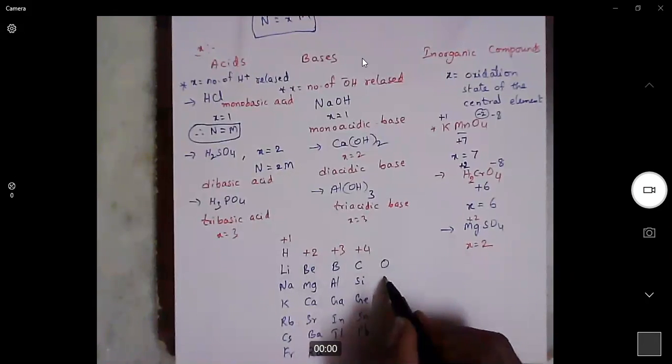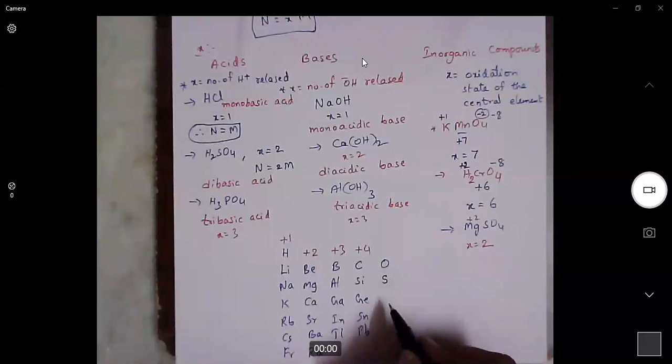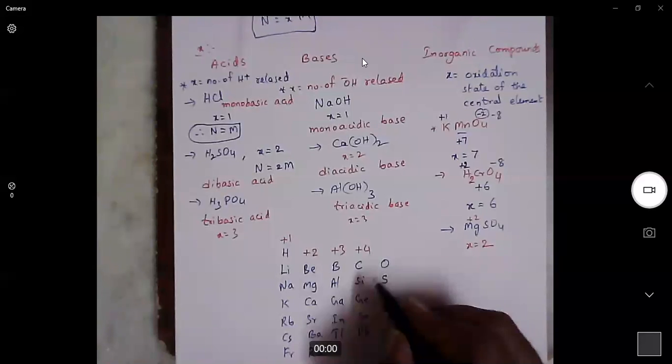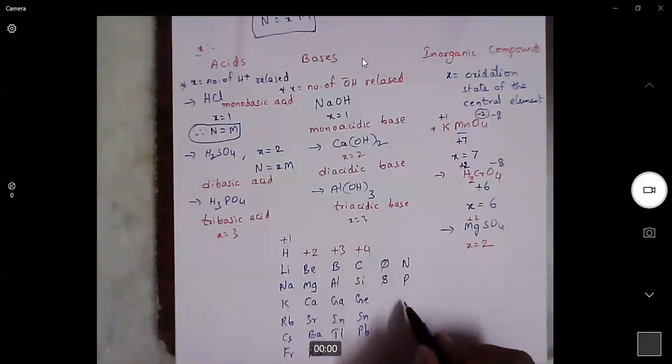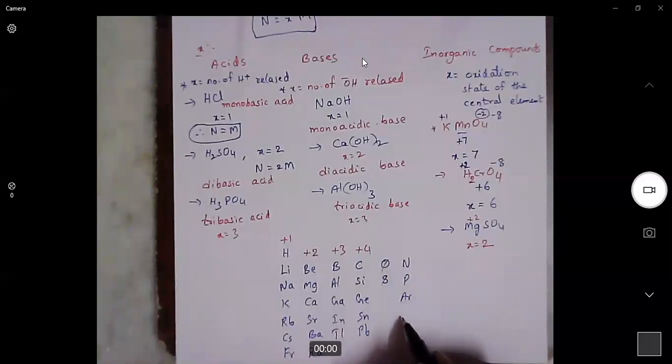Oxygen, sulfur, fifth group is nitrogen. Nitrogen, phosphorus, arsenic, antimony, bismuth. Arsenic, As.